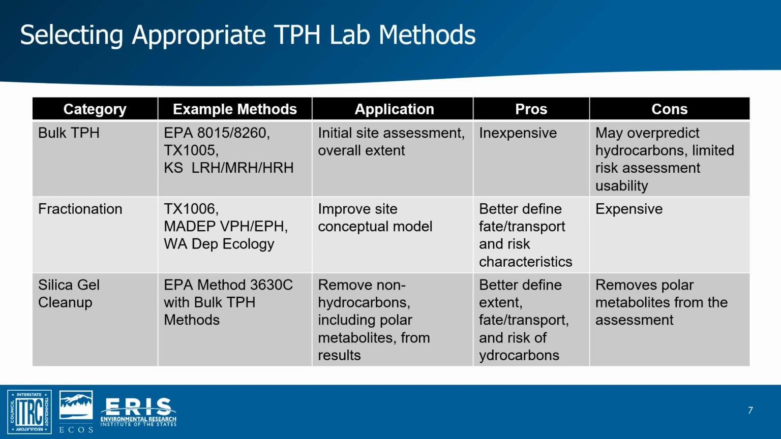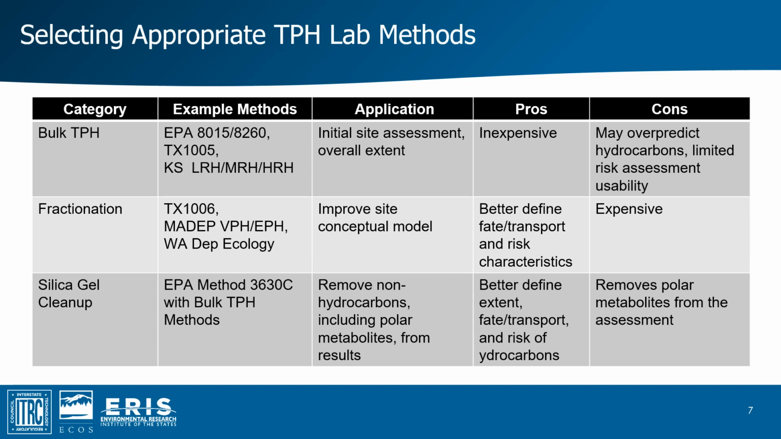With all of the different options out there, how should you choose which TPH method to use at your site? Here is a brief summary of TPH methods for water and soil matrices. Bulk TPH methods, such as EPA method 8015, EPA method 8260, or Texas 1005, are methods that give the kind of total TPH or GRO-DRO results people may be used to seeing.